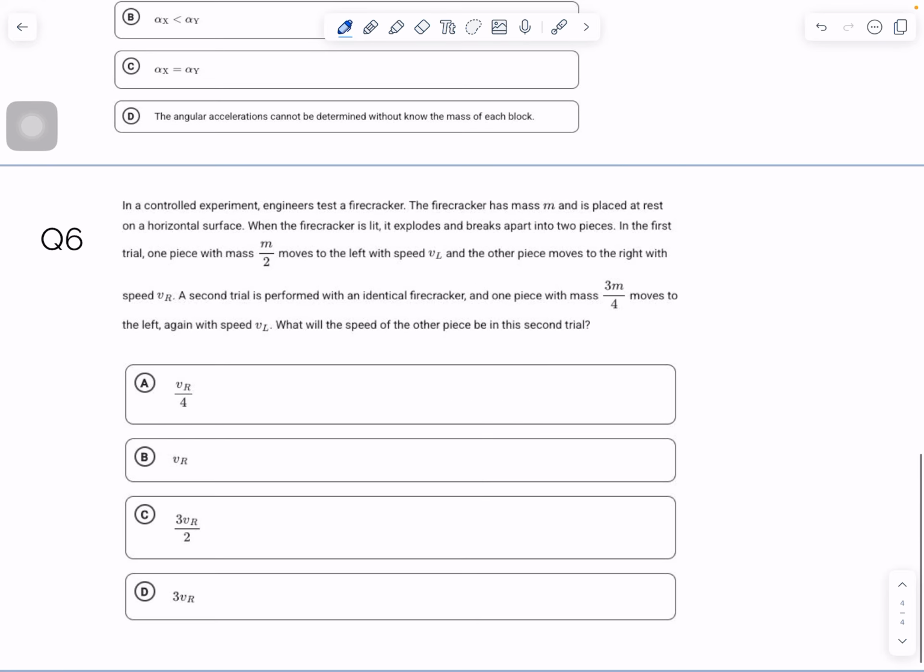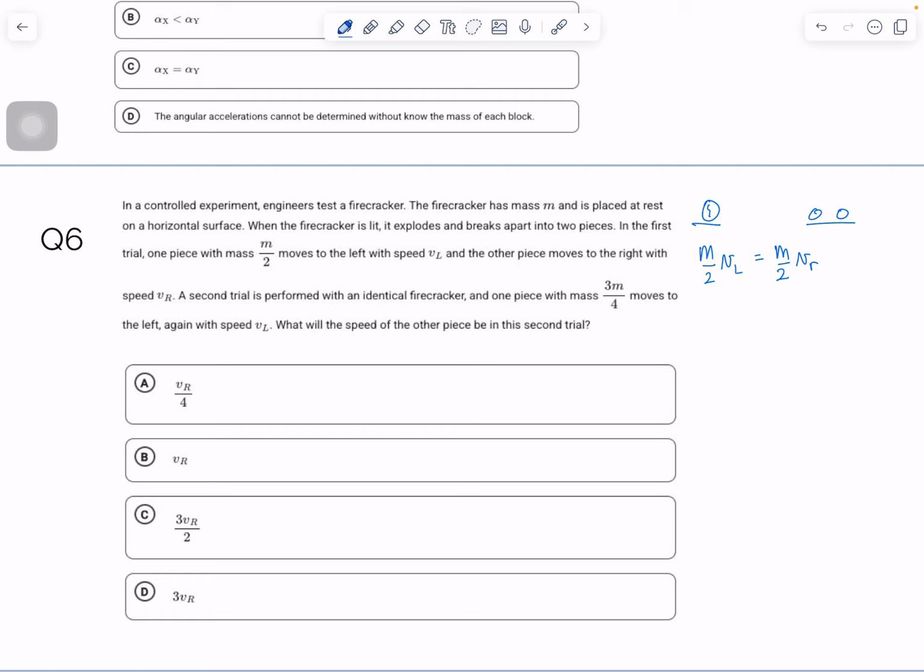All right, in a controlled experiment, engineers test a firecracker. The firecracker has mass M and is placed at rest on a horizontal surface. When the firecracker is lit, it explodes, breaks apart in 2 pieces. All right, so I'm going to just draw state 1 and then state 2. First trial, one piece with mass M over 2 moves to the left with VL and the other piece moves to the right with VR. So I know that M over 2 VL is going to be equal to M over 2 VR. And the reason why it's M over 2 on each side is because each side has gotten a half.